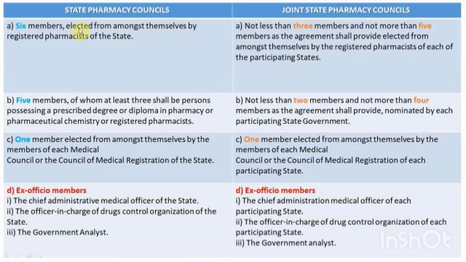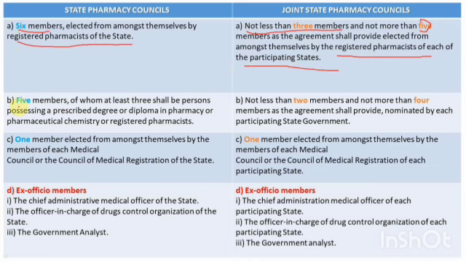The next difference between the State Pharmacy Council and Joint State Pharmacy Council. In State Pharmacy Council, there are 6 members elected from among themselves by registered pharmacists of the state. In Joint State Pharmacy Council, not less than 3 members and not more than 5 members, as the agreement shall provide, elected from among themselves by the registered pharmacists of each of the participating states.